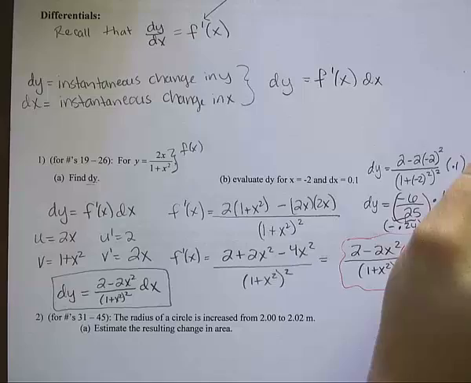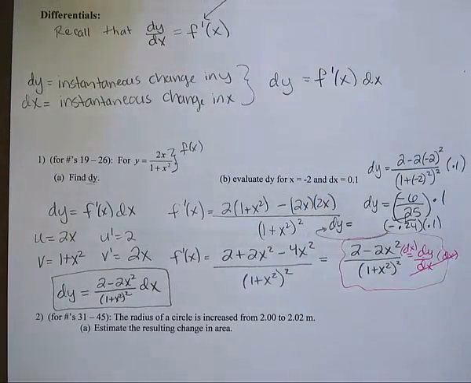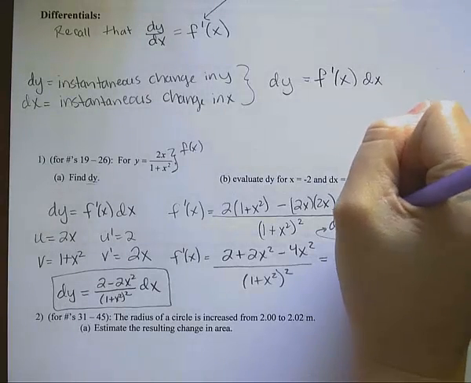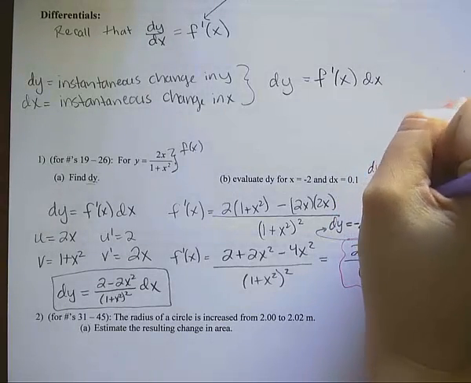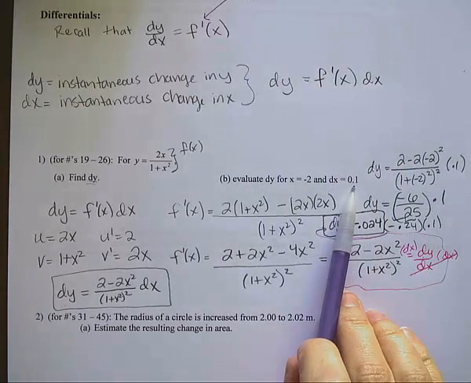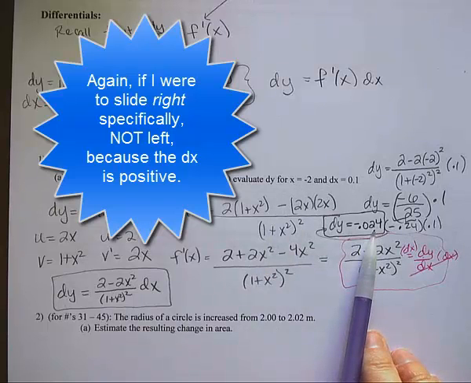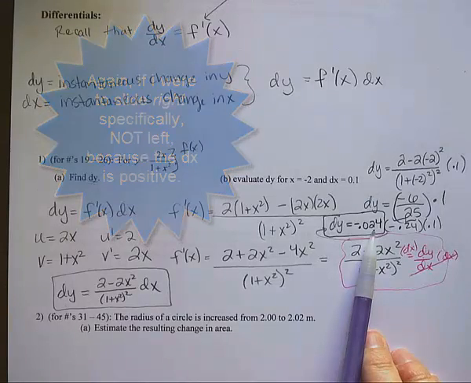So my dy, if you could follow me this way, is equal to -0.04. Excuse me, -0.024. So if I were to slide right or left 0.1 from this x value, my change in y would go down 0.024. That is kind of what's happening there.